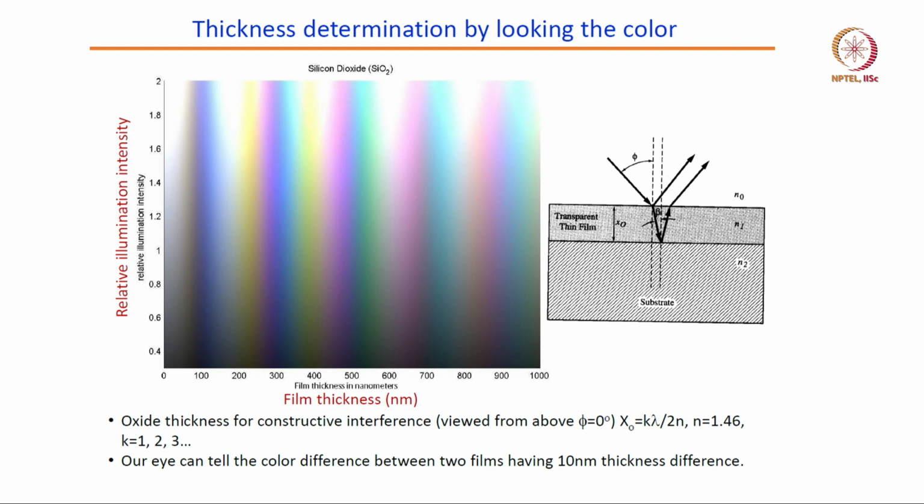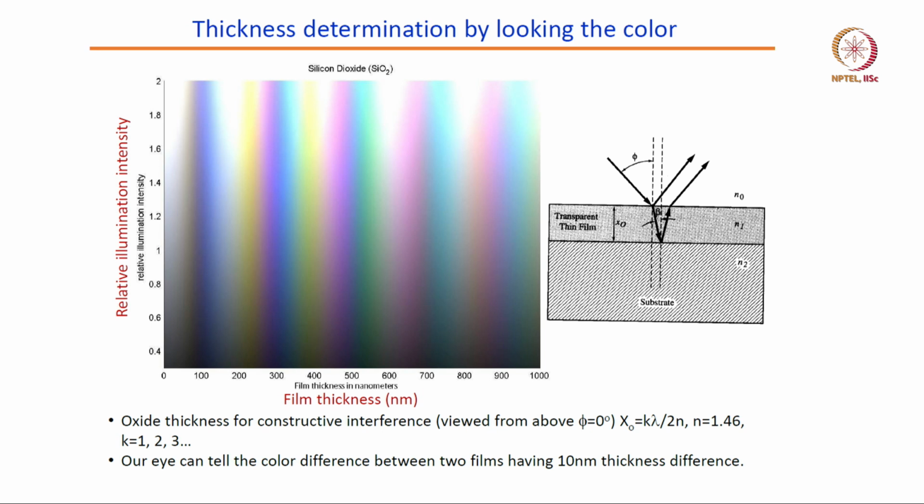Because silicon dioxide is a transparent film, the light will pass through it, hit the substrate and reflect. So oxide thickness will create a constructive interference, which we can view from the top, and I can tell the color difference between two films having 10 nanometer thickness.